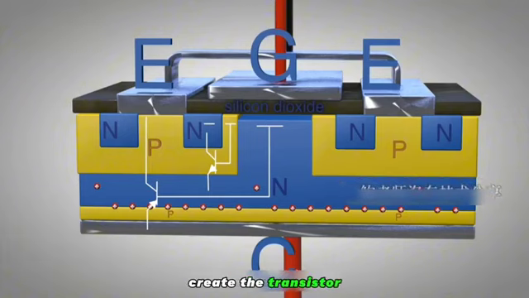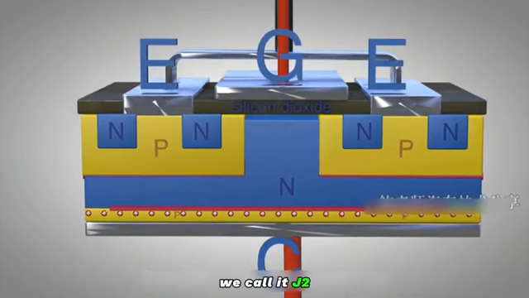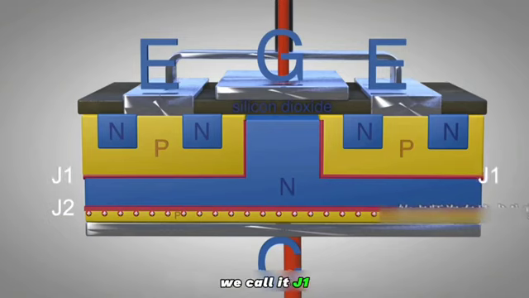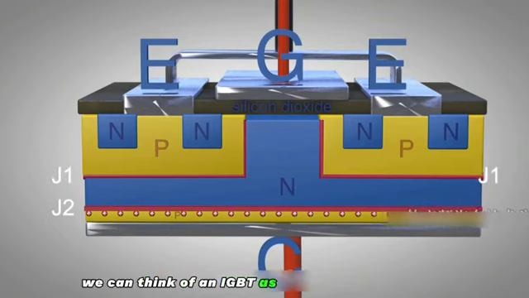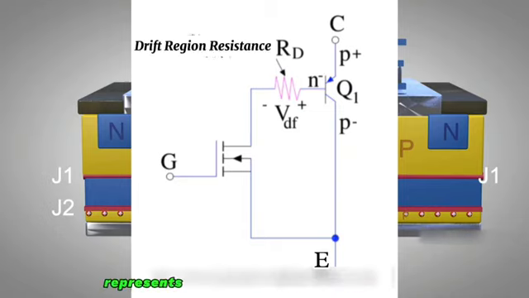The PN junction between the collector and the drift region, we call it J2. The PN junction between the N region and the body region, we call it J1. We can think of an IGBT as a Darlington transistor composed of an N-channel MOSFET and a PNP-type BJT. The resistance in the diagram represents the resistance of the drift region from the above structure.